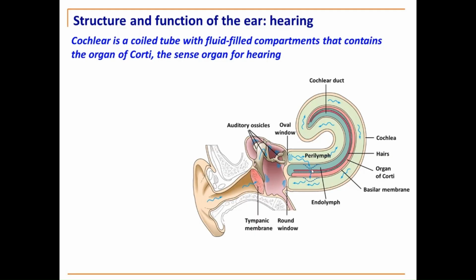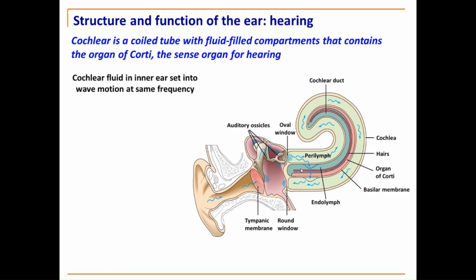And at the same time, you have different regions of the cochlea that respond to different frequencies. So the low frequency sounds stimulate the hairs at the far end, whereas the higher frequency sounds are stimulated near the base, near the beginning of the cochlea.